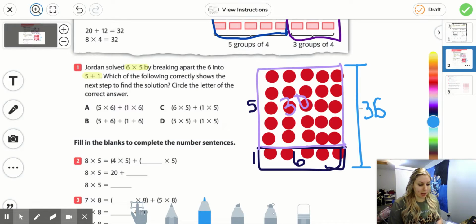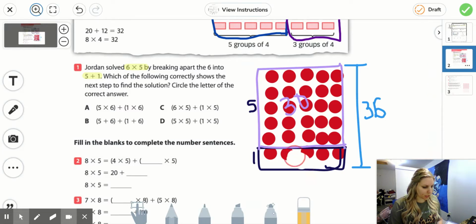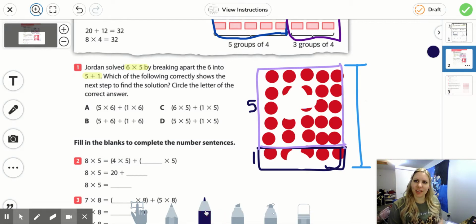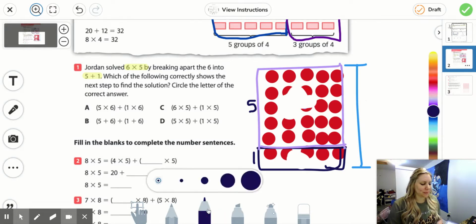I see that there's 5 in each of these rows. Oops. I did this one wrong, didn't I, you guys? I think I made a mistake. I did. He solved 6 times 5 by breaking it into 5 and 1. So this is 5 times 5. Ah! You guys didn't tell me. All right. I cannot count today. That's what we just learned. We just learned that Mrs. Mannering has not had enough coffee and can't count to 30. So that's really fun for us.